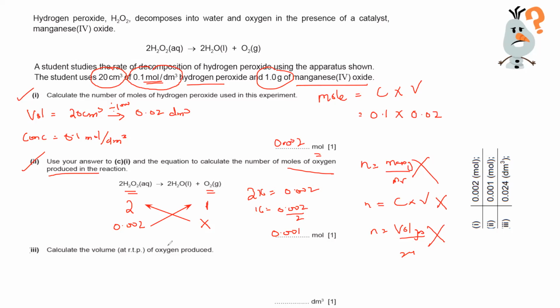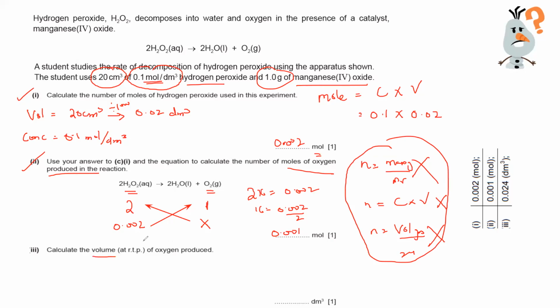Is it clear to everyone? Because the information about oxygen is not complete, we cannot use any formula. That's why we use a ratio. Then the next part, they're asking for the volume.